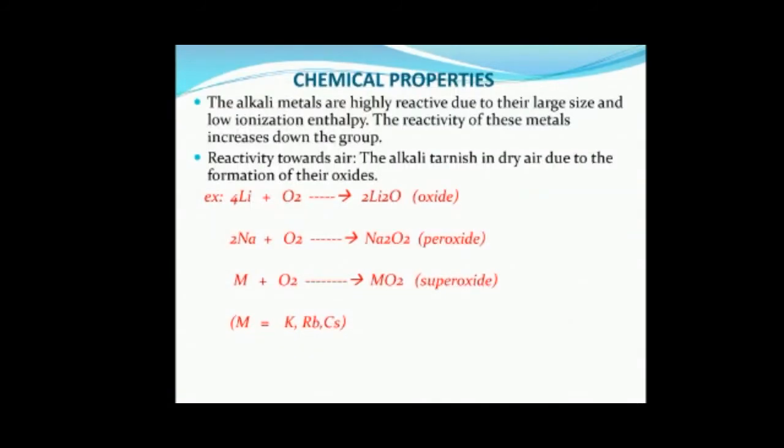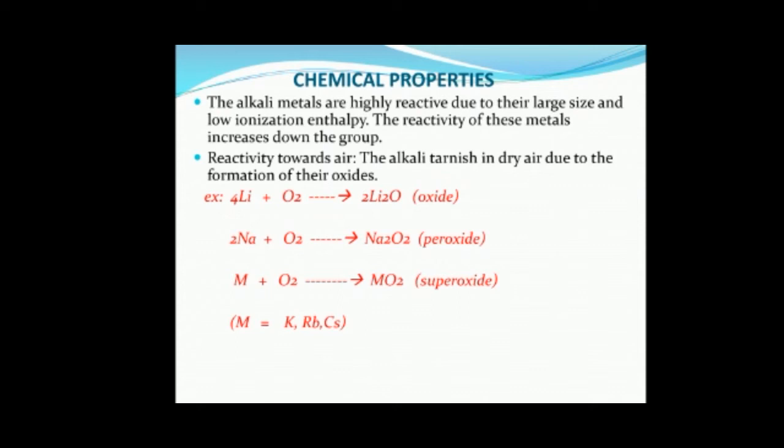Next, let us study chemical properties of alkali metals. The alkali metals are highly reactive due to their large size and low ionization enthalpy. The reactivity of these metals increases down the group. First, we will see reactivity towards air. The alkali metals tarnish in dry air due to the formation of their oxides. Some examples you can see, students, on your screen. This is lithium solid. When it reacts with oxygen gas, it forms lithium oxide. Its formula is Li2O. This is a normal oxide where oxygen exists in its normal oxidation state, -2.